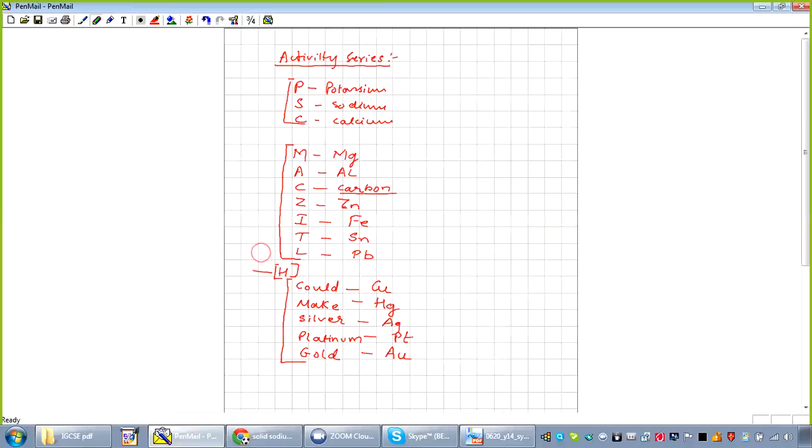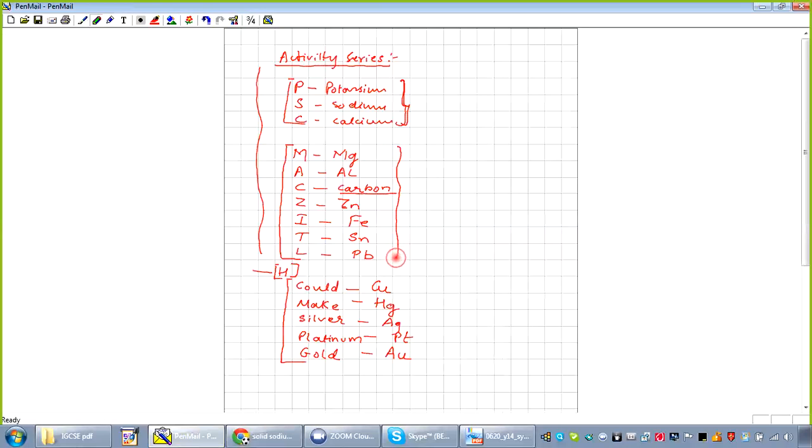Now all the metals that are above hydrogen in the activity series will be able to displace hydrogen from dilute acids. But of course, these three metals are highly reactive. Their reaction with acids is going to be explosive. These three metals on the top are considered to be highly reactive metals.